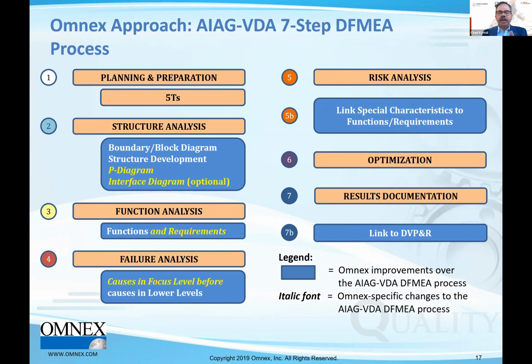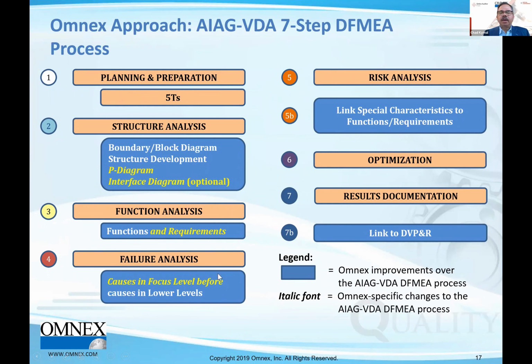That's what the AIAG-VDA DFMEA says. And we folks who have been doing FMEAs, DFMEAs for the longest time have said, focus on improvements in your design, which means there are causes in the focus level, okay? Meaning there are system design improvements you need to make, not just component level improvement or subsystem improvement. Really, it's outside your scope. How can you improve somebody else's design at a lower level? Focus first on your own design. That's the American way. All right. So don't forget that we say causes in the focus level and causes in the lower level.